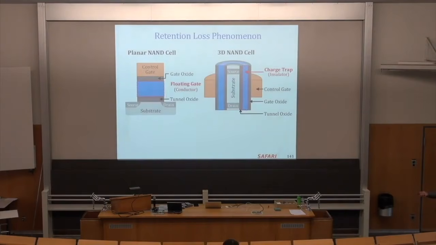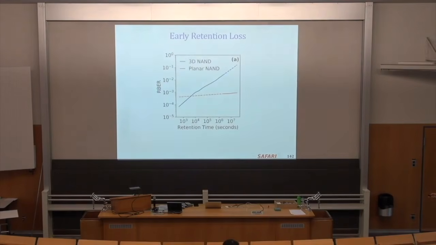You basically lose charge. Except in planar NAND, this happens to be a much slower process, whereas here, it happens to be a much faster process. Due to the properties of this charge trap, it happens to be very quick. So you quickly lose data. So this is an example of this. This is the raw bit error rate that you get, and this is the retention time. As you can see, this is much slower process in planar, and this is much faster in 3D.